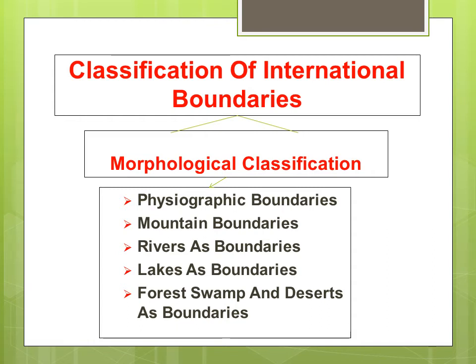We can also add in this group geometrical boundaries. So there are straight line boundaries following lines of latitude or longitude. For example, the state of Gambia in West Africa has its boundaries fixed by arcs drawn from the center of river Gambia. The straight line boundaries are common in North and South America and Australia.